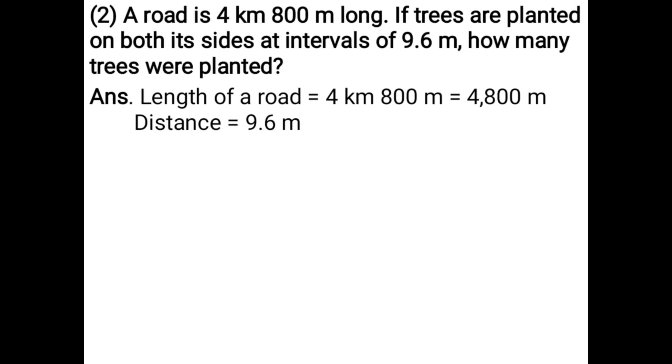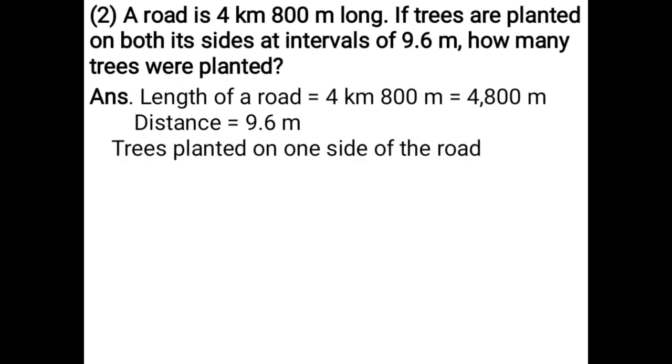Before you find trees planted on both the sides of the road, you have to find trees planted on one side of the road. If you are finding trees planted on one side of the road, the fraction will become division. Trees planted on one side of the road is equal to 4800 divided by 9.6. That is equal to 4800 divided by decimal fraction 9.6.